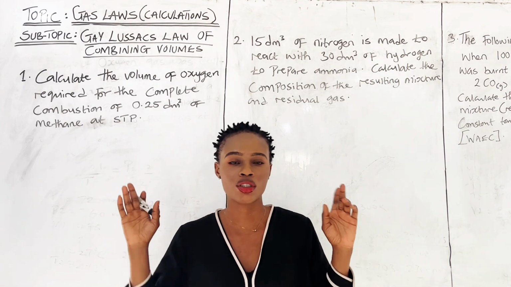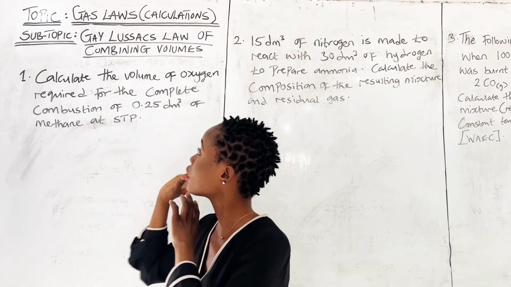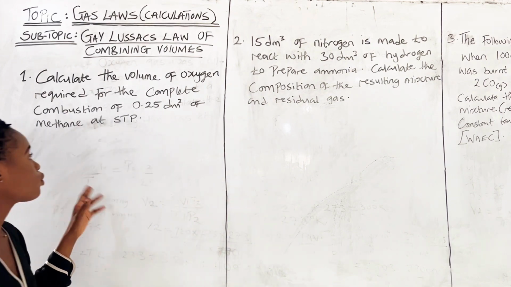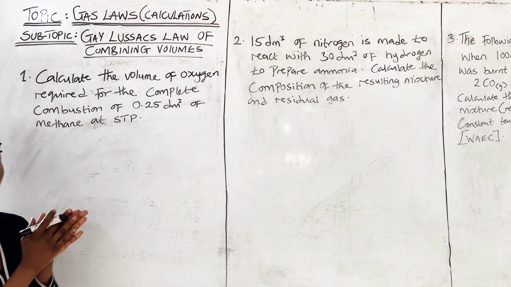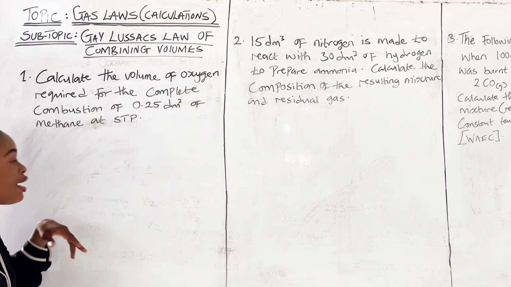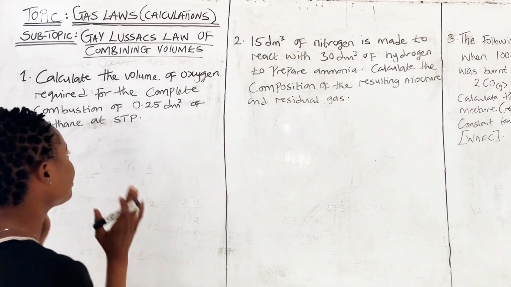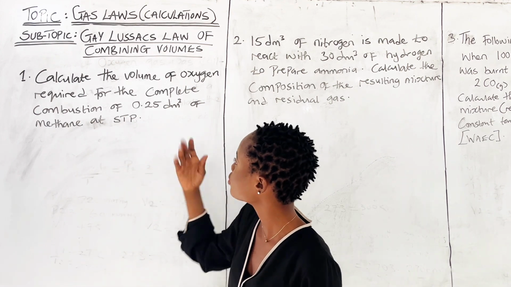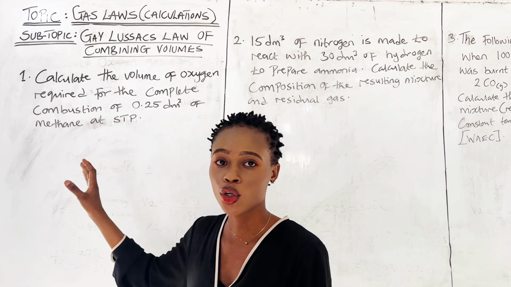We have 3 questions on the board that we're going to be solving to better understand how to solve Gay-Lussac's law problems. The first question on the board: calculate the volume of oxygen required for the complete combustion of 0.25 dm³ of methane at STP. That is the first question. You can see that this is very different from Boyle's law, Charles' law, or the general gas law. There's no mention of temperature, there's no mention of pressure, it's just volumes.